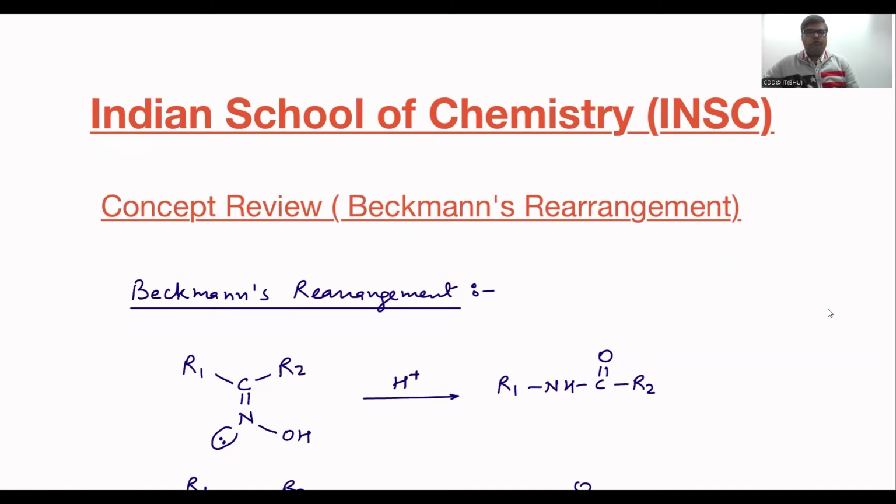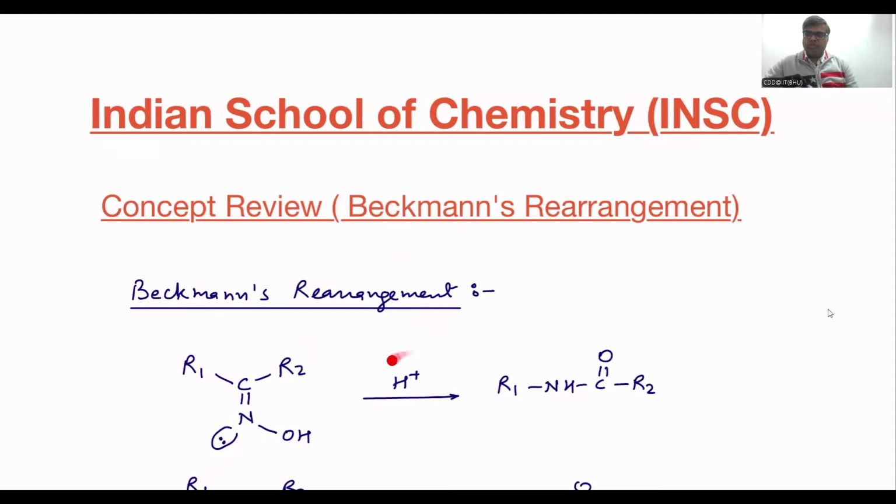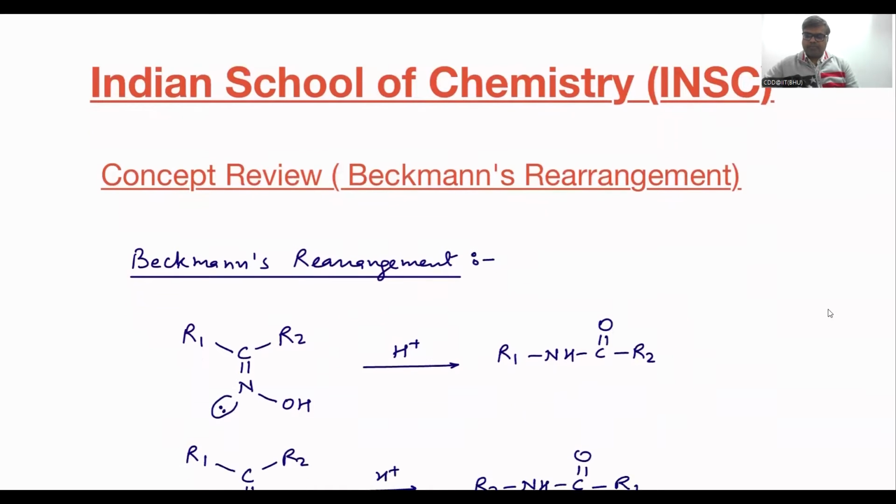So first, let me give an overview of what Beckmann's rearrangement is. Beckmann's rearrangement is basically the conversion of an oxime. This compound, you can notice, is an oxime, which when treated with either an H plus catalyst or some other reagent, which we'll discuss in the later half of this video, is converted into an amide. So you can notice that the reactant and product are isomers. Here simply a rearrangement has taken place.